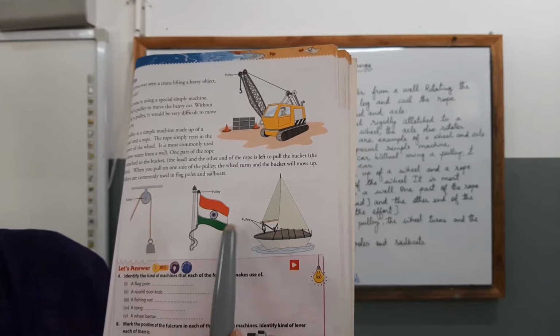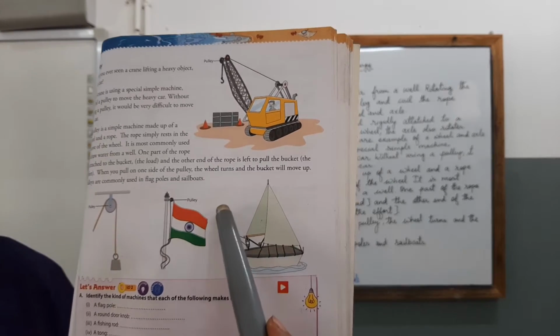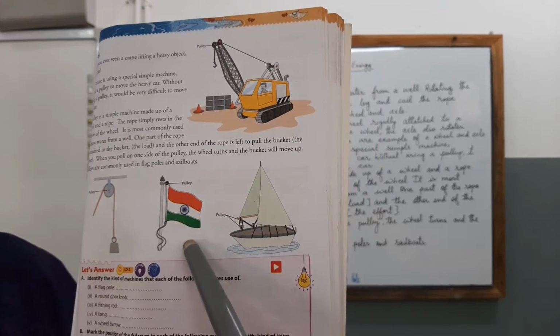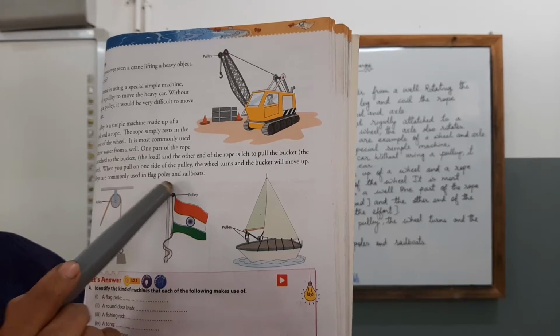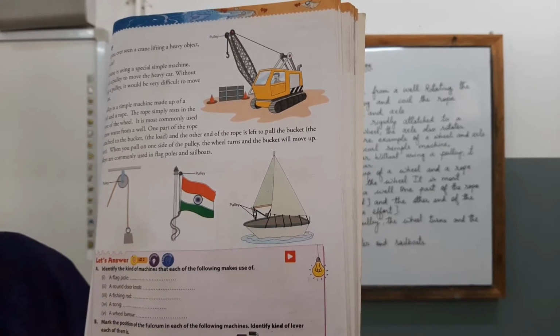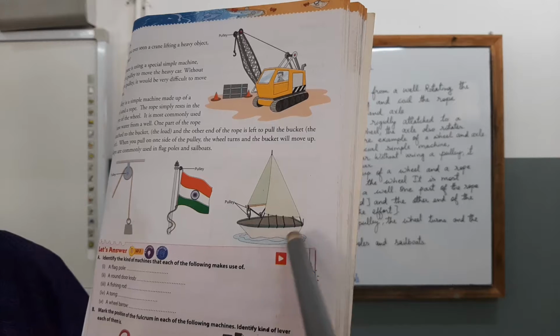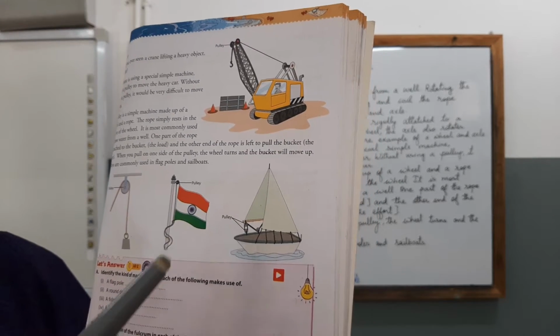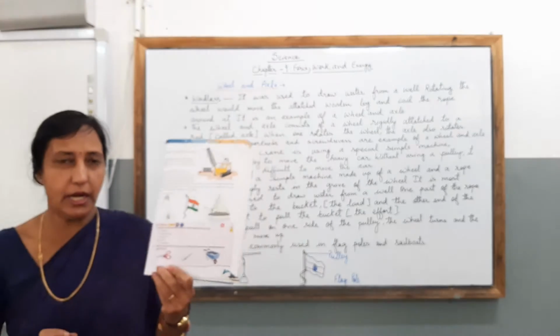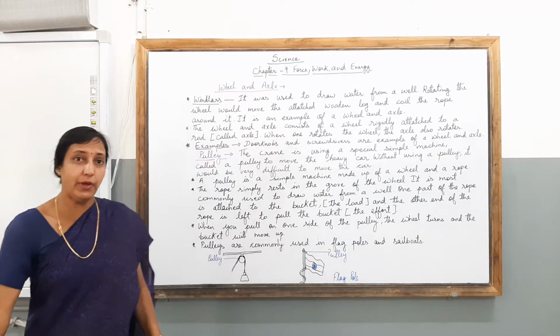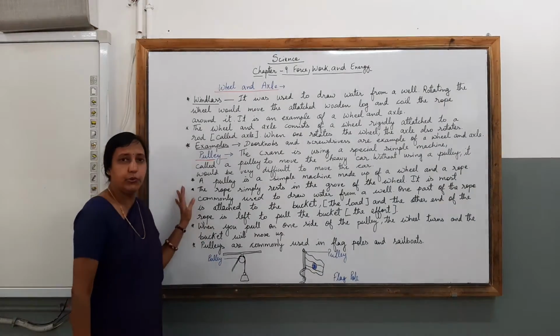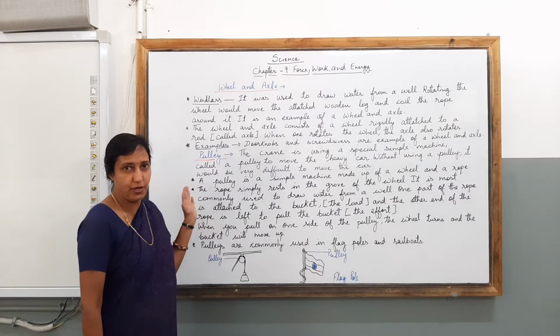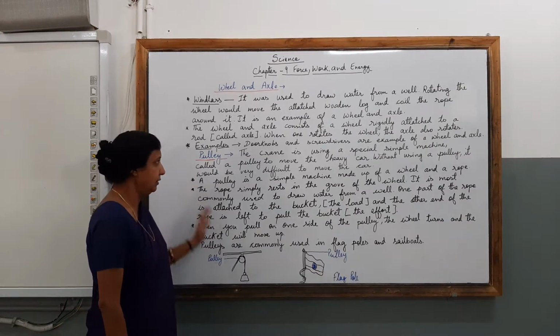Another example they have given you is of a flagpole, and with the help of a pulley out here, the flag is hoisted. Then you can see a sailboat, children. Here you can see a pulley in the sailboat. So, children, I hope these examples help you understand the kind of work a pulley can do. So let us see, children.